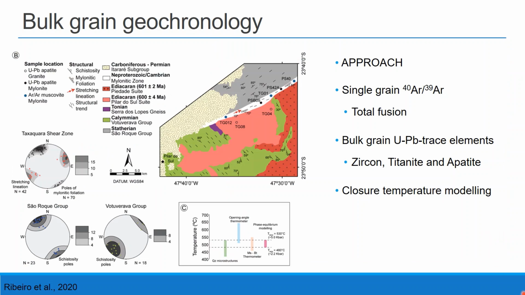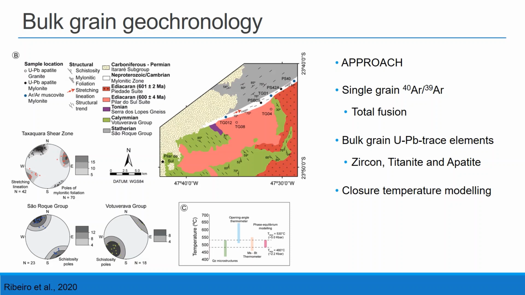The approach that I took from this work was to date apatite from the granites and also apatites from the mylonites, which are granitic mylonites. And I'm also using argon-argon to compare with the apatite ages. The good thing of the shear zone is that in a previous paper that I published before, we determined the conditions of deformation, that it ranges from 480 degrees Celsius to 530 degrees Celsius with different methods.